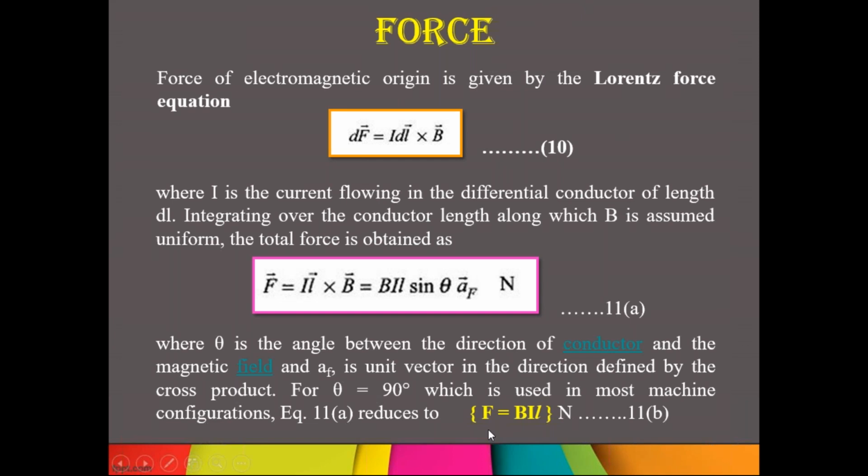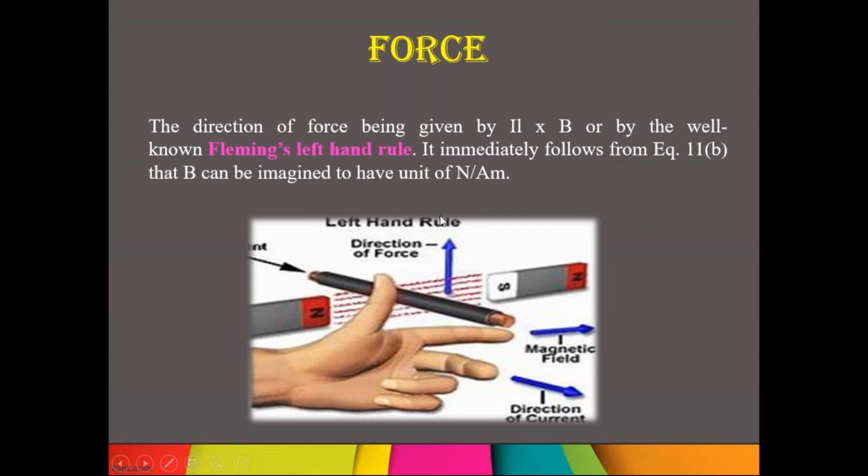Now, F = BIL. So why does sin theta become 1? Because we are placing the conductor perpendicular to the field, so it is at 90 degrees. When it is sin 90 degrees, you will get 1, right? So F = BIL, and F is a vector quantity. Why? Because it has both magnitude and direction. And the direction of force is given by Fleming's left hand rule.